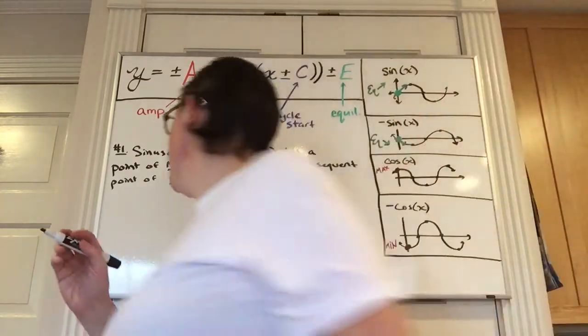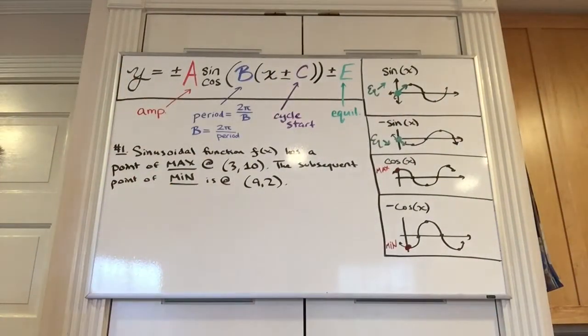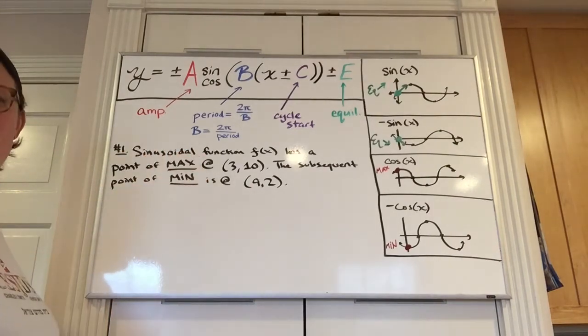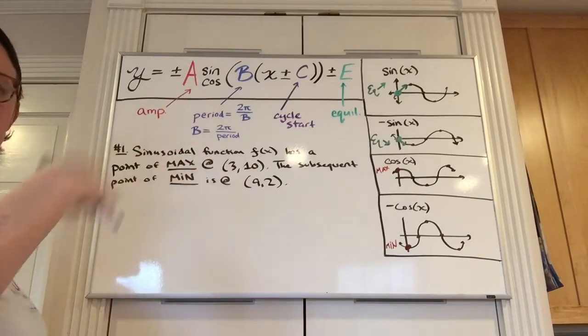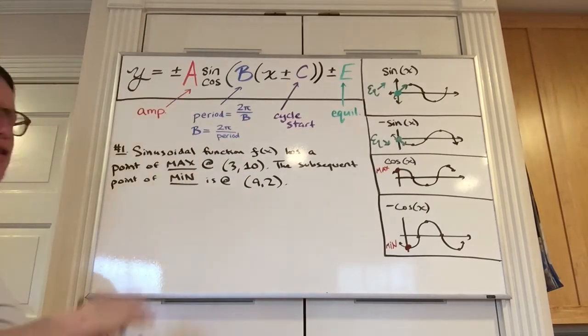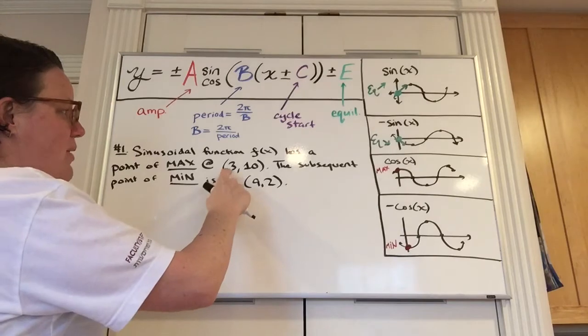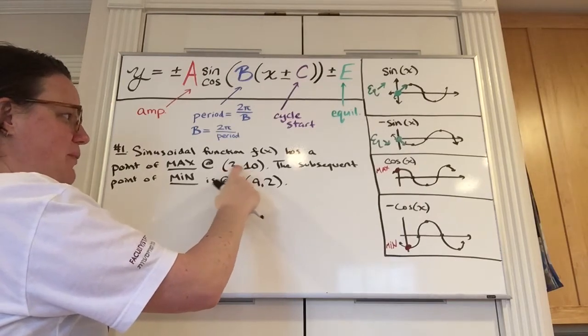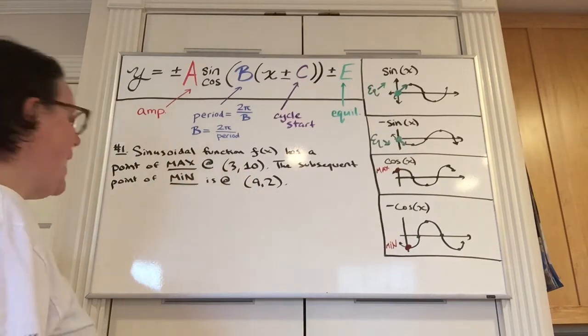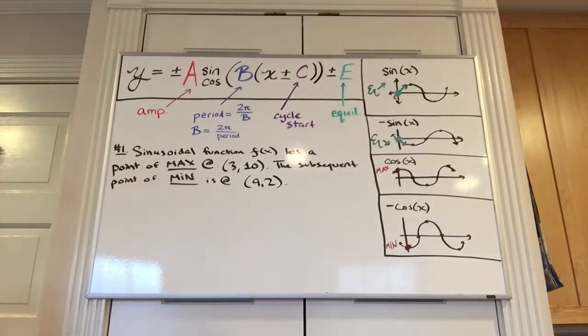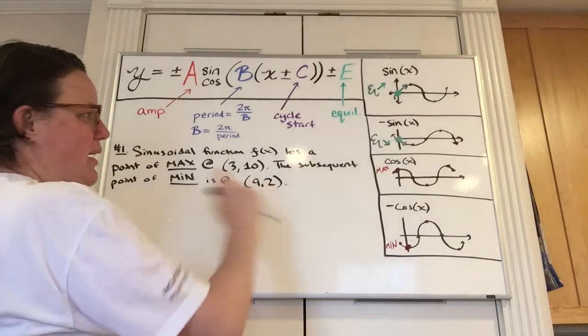So I have an example problem right here, and I'll read it out loud. Sinusoidal function f of x. Sinusoidal just meaning that this is a graph that is a sine wave or a cosine wave. Sinusoidal can describe sine waves or cosine waves. Sinusoidal function f of x has a point of maximum, so a high point, at the point 3, 10. X is 3, y is 10. And then the subsequent point of minimum is at 9, 2.